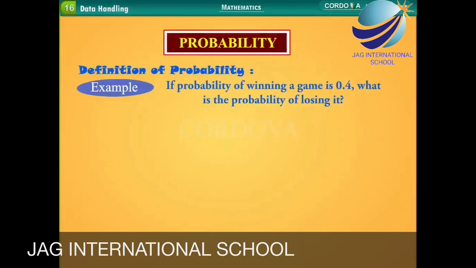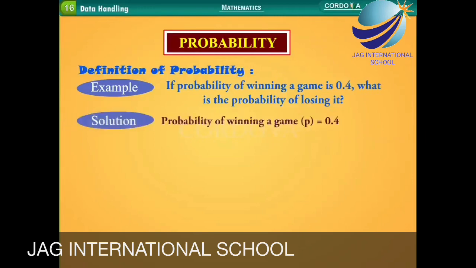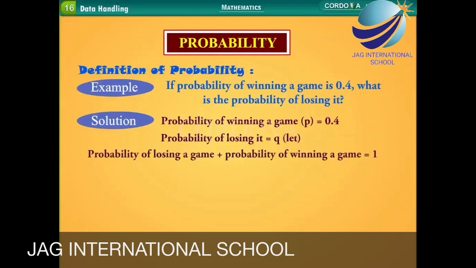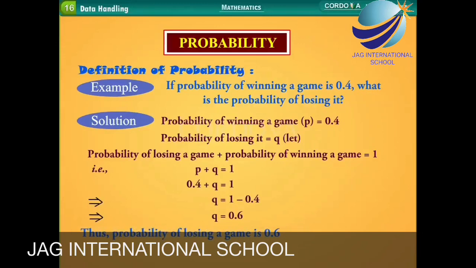Example: if probability of winning a game is 0.4, what is the probability of losing it? Solution: probability of winning a game, P, is equal to 0.4. Probability of losing it is equal to Q. Probability of losing a game plus probability of winning a game is equal to 1. That is, P plus Q is equal to 1. 0.4 plus Q is equal to 1. This implies Q is equal to 1 minus 0.4. This implies Q is equal to 0.6. Thus, probability of losing a game is 0.6.